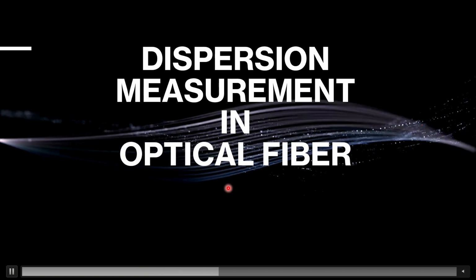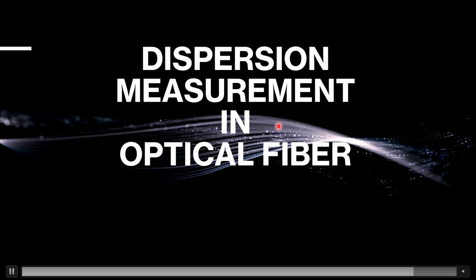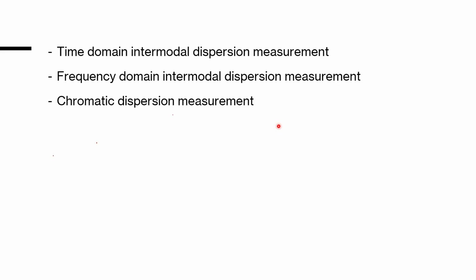In this video, I am going to teach you the dispersion measurement in optical fiber. In the previous video, I have taught you what is dispersion and what are the types of the dispersion. As we all know, there are two types of dispersion, intermodal dispersion and chromatic dispersion. Chromatic dispersion is also known as intramodal dispersion, and here we have time domain intermodal dispersion measurement, frequency domain intermodal dispersion measurement, and for the intramodal we have the chromatic dispersion measurement.